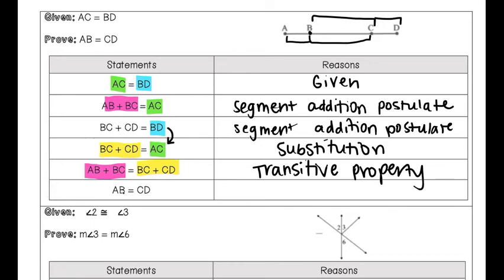Then I have my final line. Well, I had AB plus BC equals BC plus CD, and somehow I made it down to AB equals CD. So what looks different? Well, these 2 BCs are both gone. Well, they were both added to that side originally, both sides, so if I subtract BC from each side, they'll be eliminated, and I'll be left with what I want. So that was just using our subtraction property of equality to get our final line of our proof here.